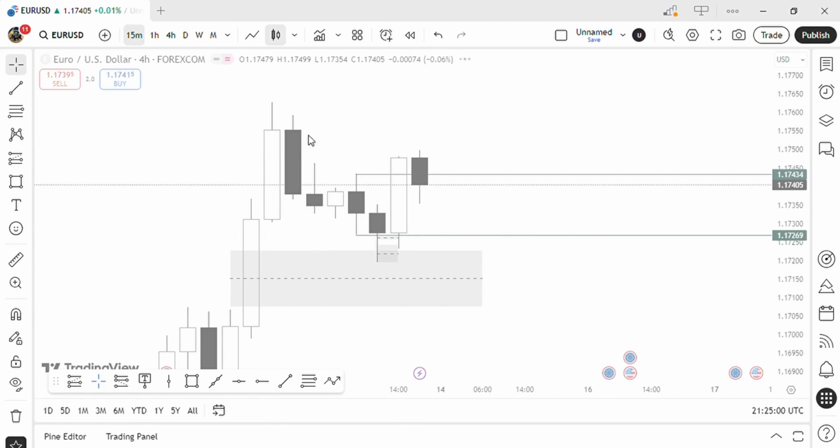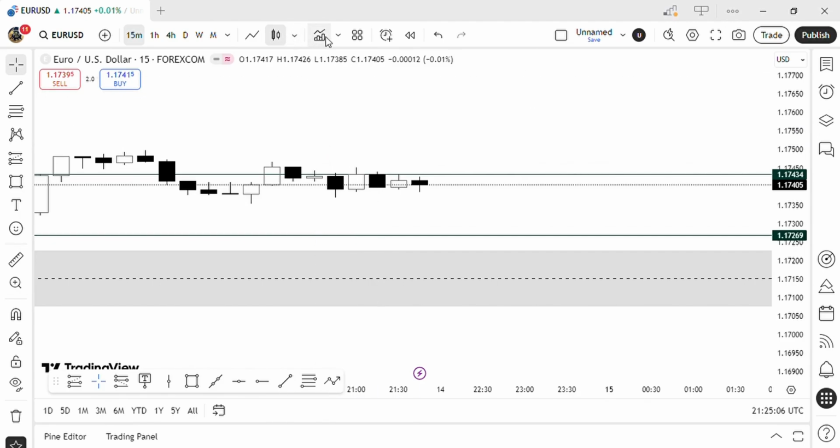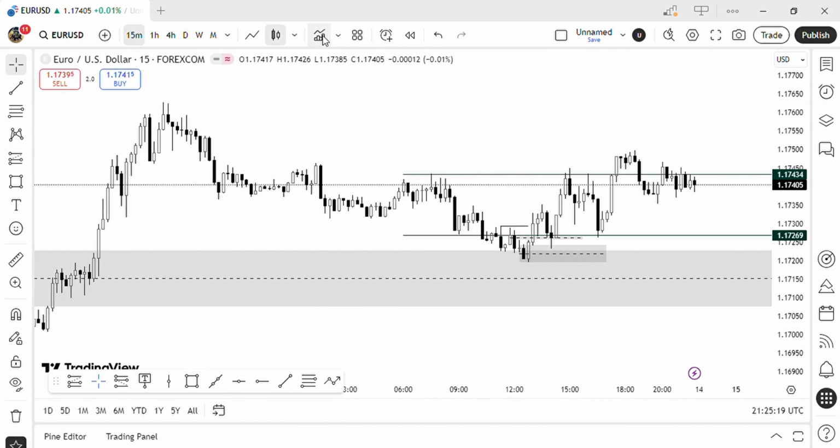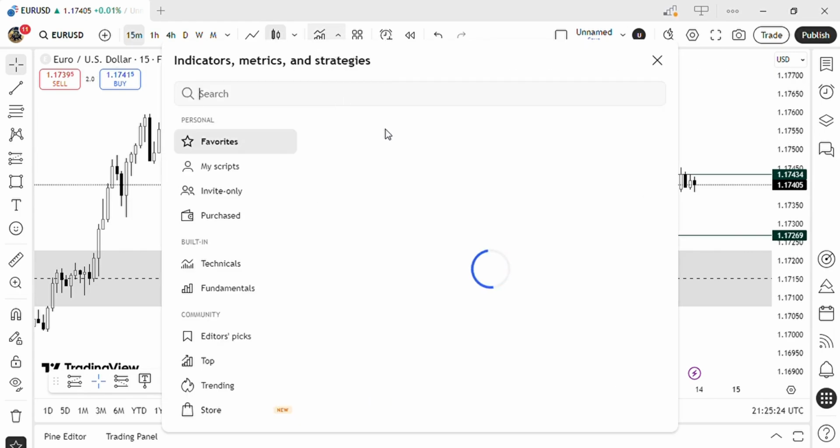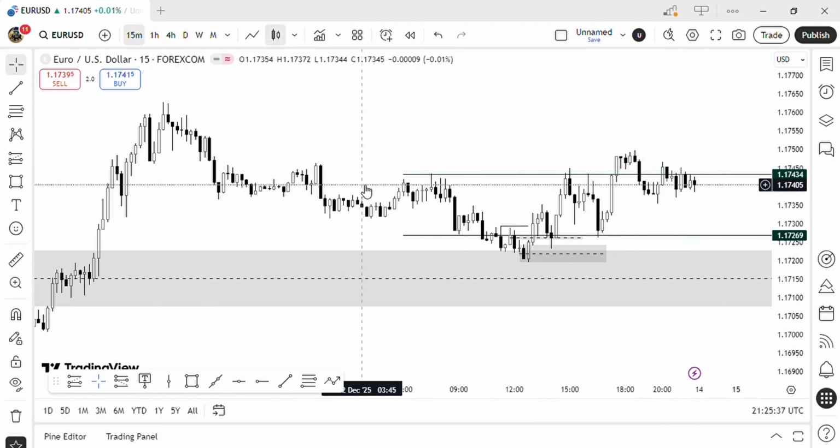Right, let me enable this indicator so you know when the session is coming to play. I think the network is kind of weak. Okay, let's leave that.